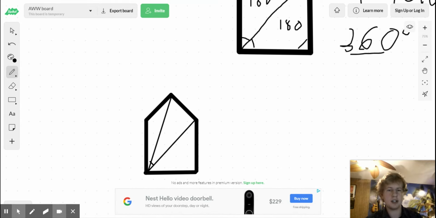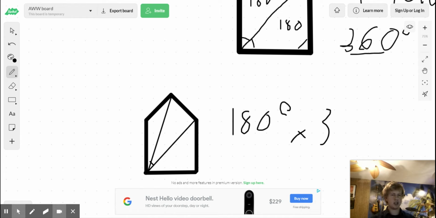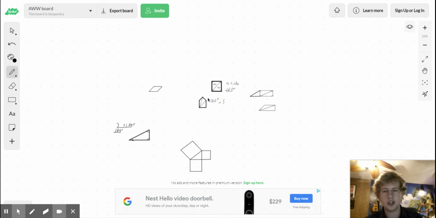So we know that a pentagon adds up to 180 degrees times 3, the number of triangles that it has. So that can be a kind of universal formula for figuring out the number of degrees in every shape. So I'm going to pause the video, and then I have another example here.